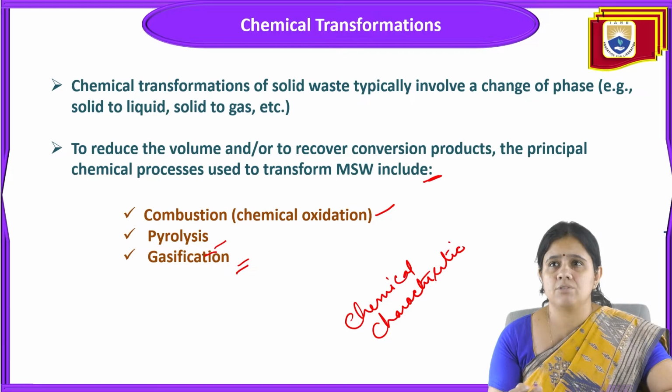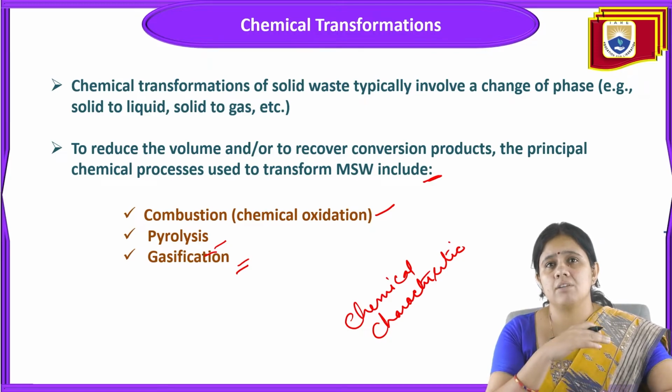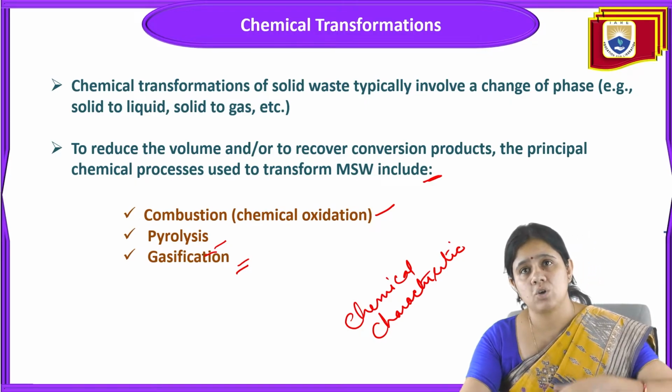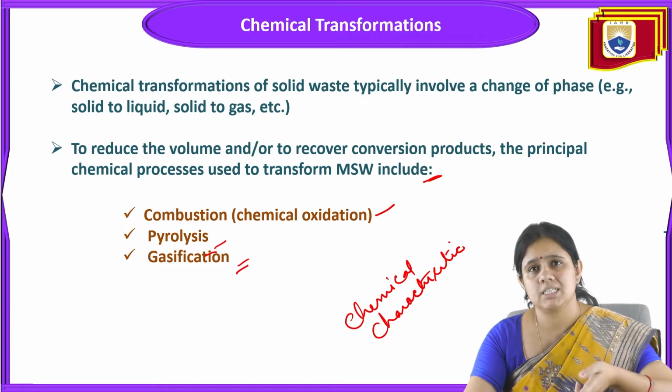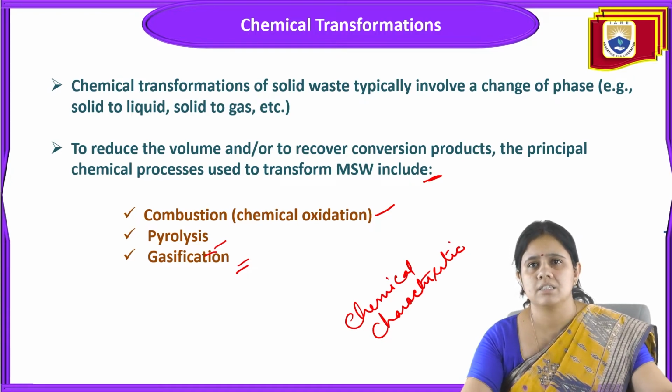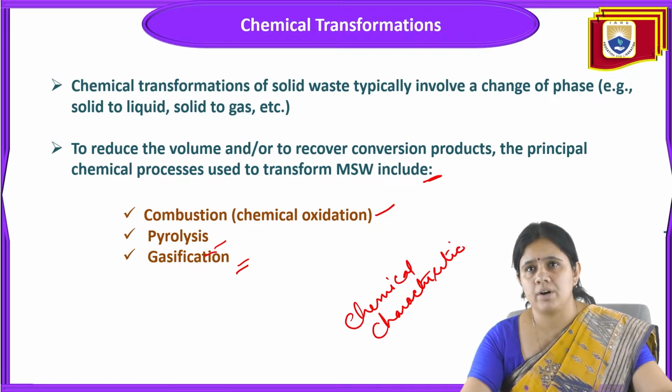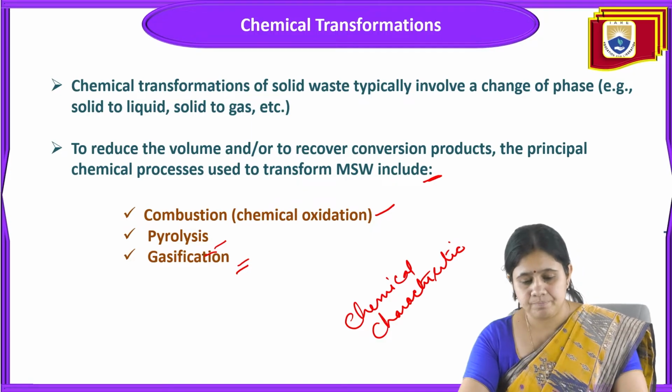This chemical transformation is the change of phase of a solid waste, either a conversion from solid to liquid or solid to gas. So there are three main methods: combustion, pyrolysis and gasification. To reduce the volume or to recover conversion products, these are the principal chemical processes used to transform MSW.